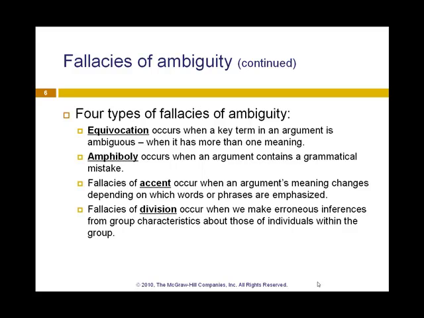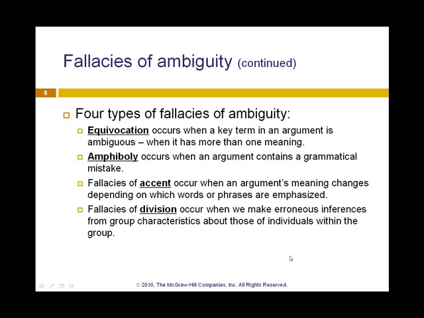Amphiboly occurs if there's a grammatical error. Fallacies of accent occur when an argument's meaning changes, depending on which words or phrases are emphasized. If you accentuate one premise in one place and do so again at a different place in an argument, it could be that there's a fallacy going on.